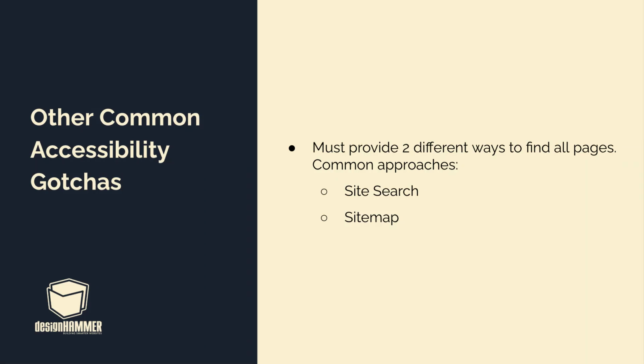Two other bonus accessibility gotchas. One is you need to provide two different ways to find all pages. I always forget this. That's why I put it in the slide. So if you don't have a site search, you need to provide some other way to get to all pages. Easy way is a sitemap. It can't just be through navigation.